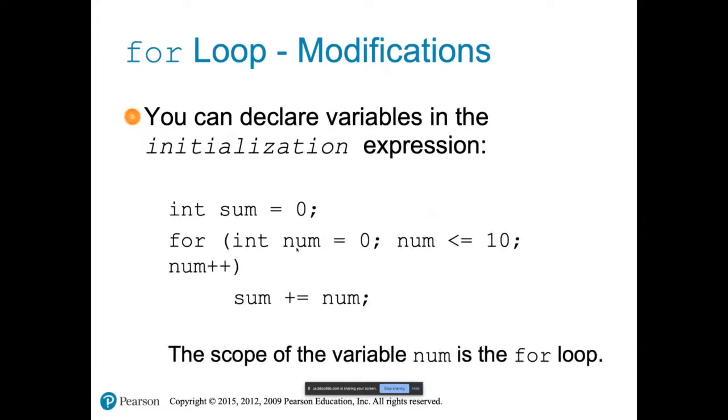You can declare variables in the initialization expressions. If this int num right here is declared in this for loop like this with the int num, this num is only seen in this for loop itself. It's not seen outside. Unlike this integer sum, it's declared outside, so you can see it inside the loop and outside. So remember, when it comes down to it, you have scope.